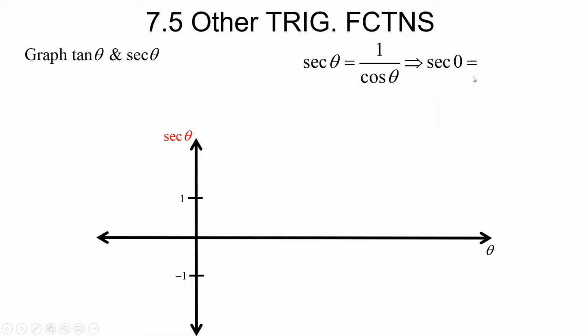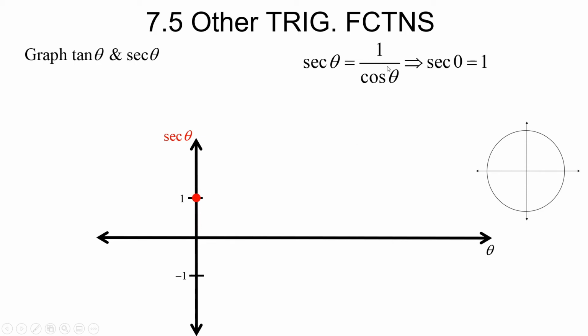Secant of 0 then would be, and there's my unit circle again, and think about 0 right there, 0 radians. Okay, so what's cosine of 0? It is 1. So 1 divided by 1 is 1. So when theta equals 0, secant of 0 is 1. Let's put a point right there.